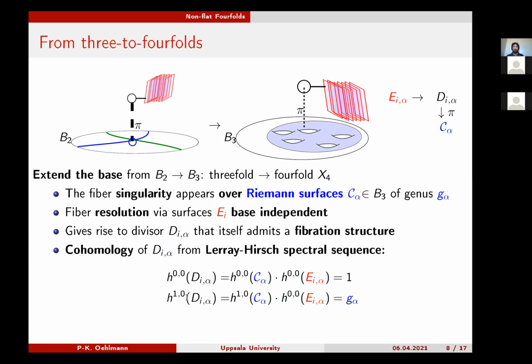The important thing here is that generically you will always get a divisor that has a non-trivial one-form cohomology, which is given by the genus of this curve. So for each of these EI fiber components, I will get a divisor with a one-form cohomology, which is given by the genus it is fibered over. Okay, this is of course just the cohomology of the divisor.